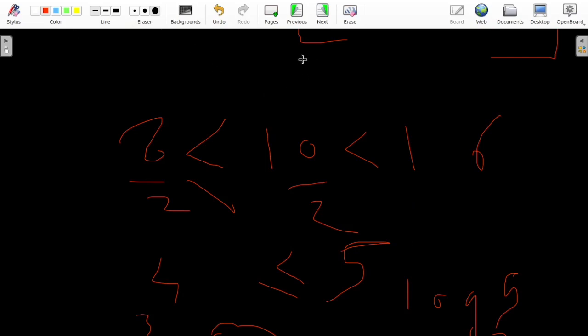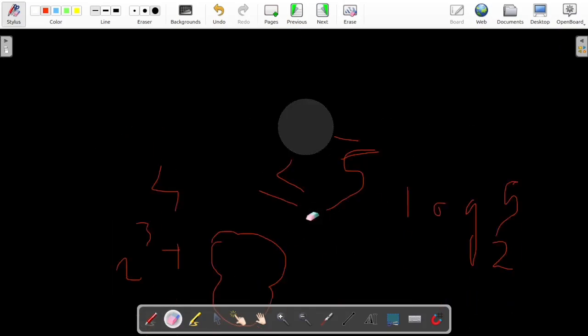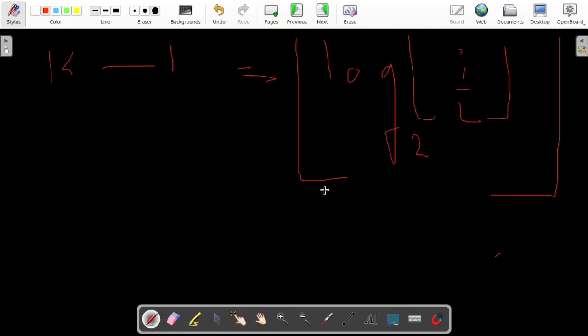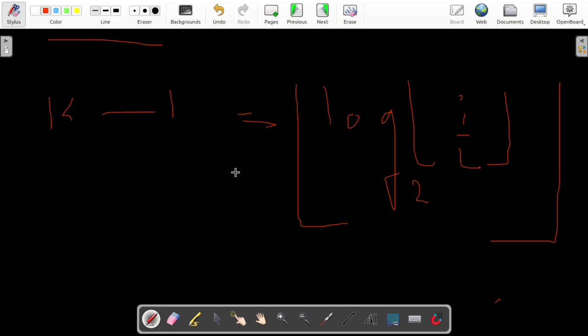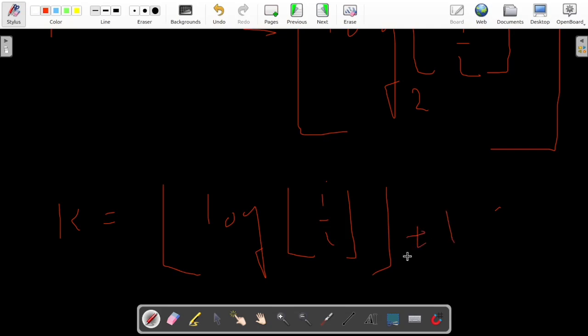What you can do, simply rewind this part and write everything on paper and try to think on them. I know you will not get it directly, but just rewind this part and try to write these equations by yourself. You will definitely get what I wanted to say. Simply, now you can write this k equals floor of log I by 2, plus 1.